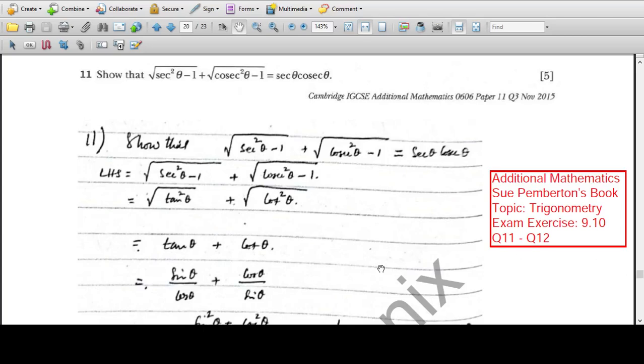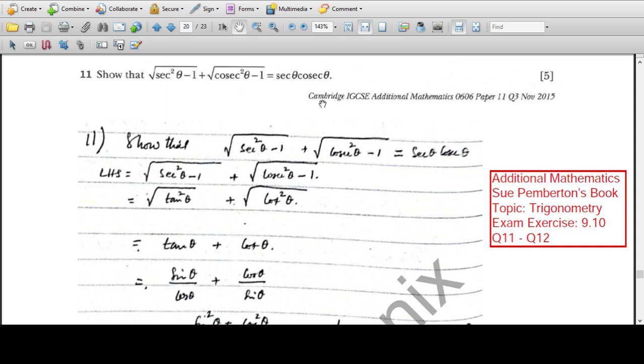Bismillah Rahman Rahim. In this session, we will discuss question number 11 and 12 from exercise 9.10. The topic is trigonometry from the additional mathematics course, and this book is written by Sue Pemberton, and this is a very popular book.